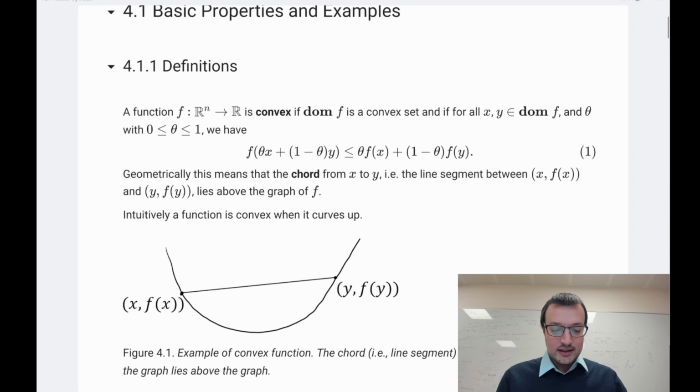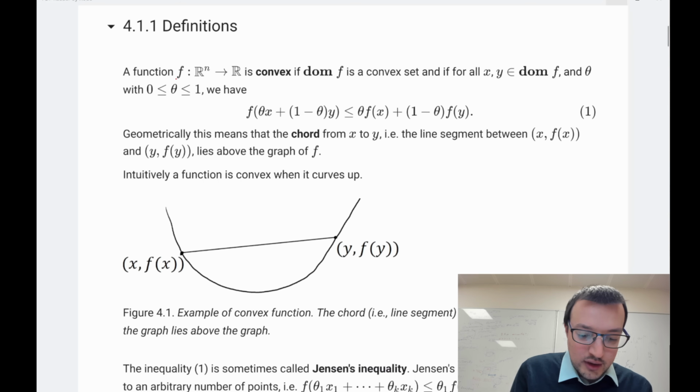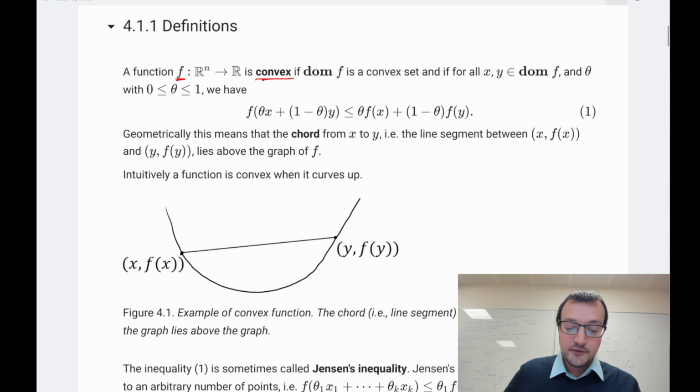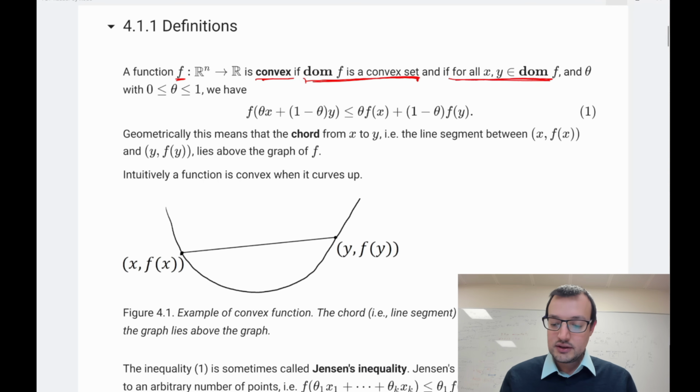So let's start with the basic definition of a convex function. A function f is convex if two conditions are satisfied. The first is that the domain of the function has to be a convex set. And now we know what a convex set is because it's what we covered in the previous chapter. And the second condition is that for all x and y that belong to the domain of the function, and for all thetas between 0 and 1 included, this condition is satisfied.